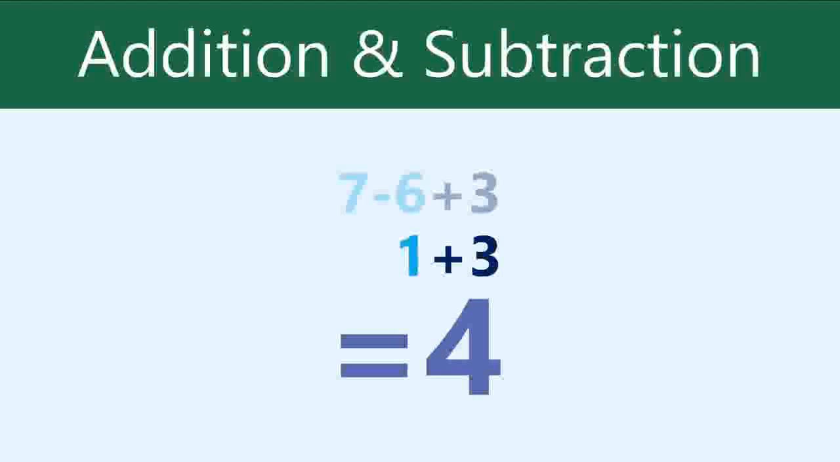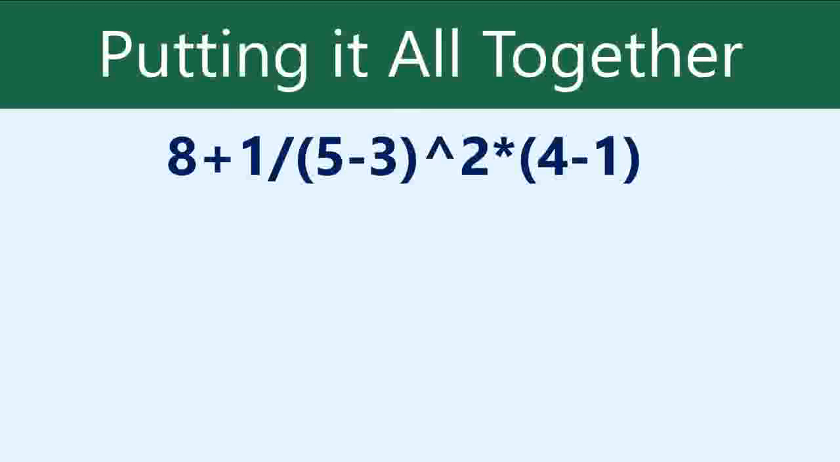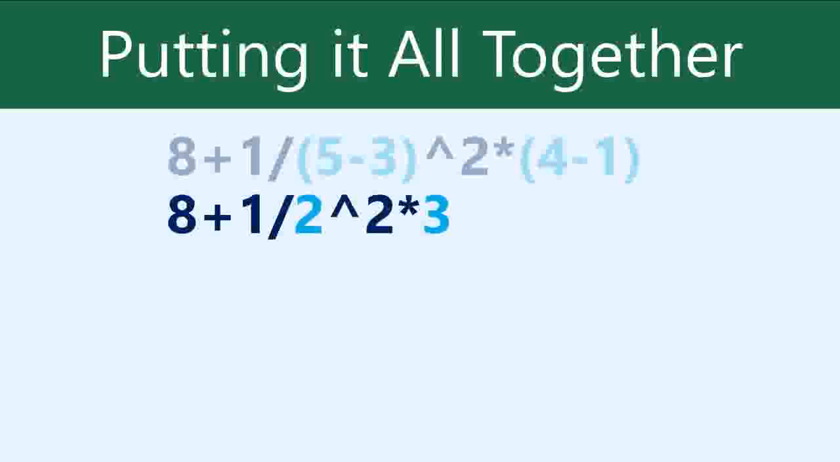Okay, now let's put them all together. This formula may look really complicated, but we're just going to go step by step through the order of operations, and you'll see that it's really not that bad. We'll start with the parentheses. We'll calculate each of these to get 2 and 3. And as you can see, the formula is already starting to look a bit simpler.